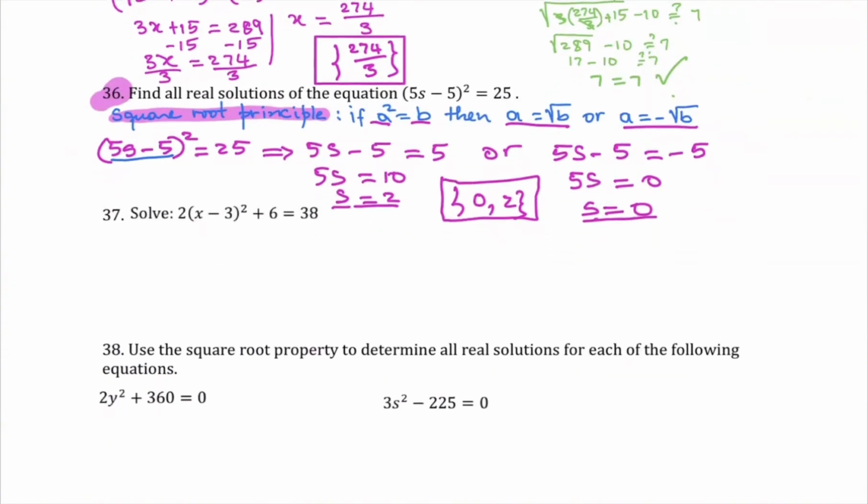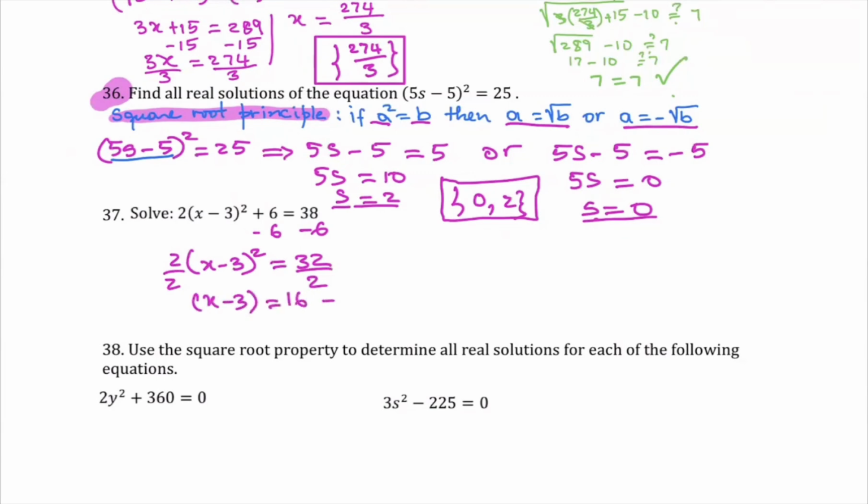Next, same thing here. We're going to try to isolate this part here before we take the square root. We use the square root principle. So first, let's subtract 6. That is 2 times (x minus 3) squared equals 32. Divide both sides by this coefficient 2. We get (x minus 3) squared equals 16.